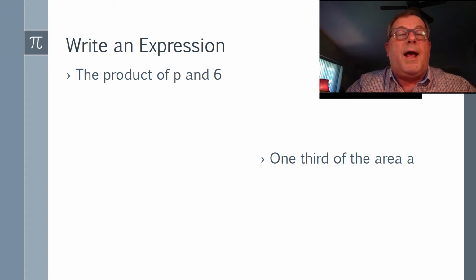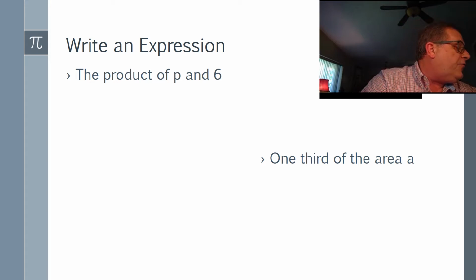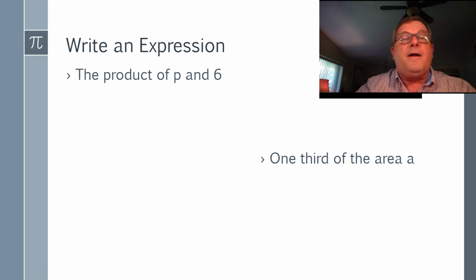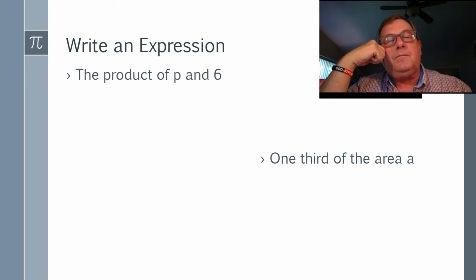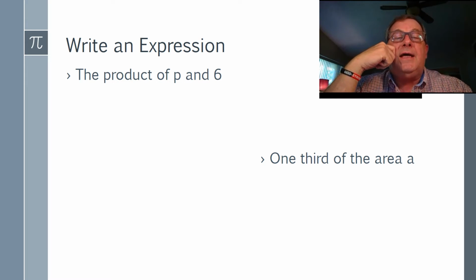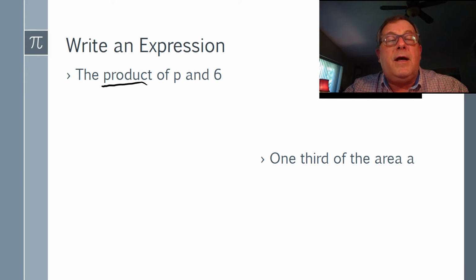Okie dokie. Well, now we're being asked to write an algebraic expression, and I'm pulling this from example 2 in your textbook on page 6. This is the guided practice. And so we've got two requests they're making of us. This first one is asking us to write an algebraic expression for the product of P and 6. When I see this word product, I know it's going to have something to do with multiplication. I've got a variable here, P, and then I have a constant or a number, 6.